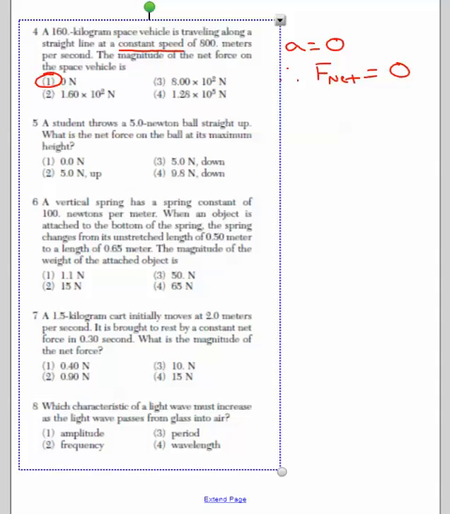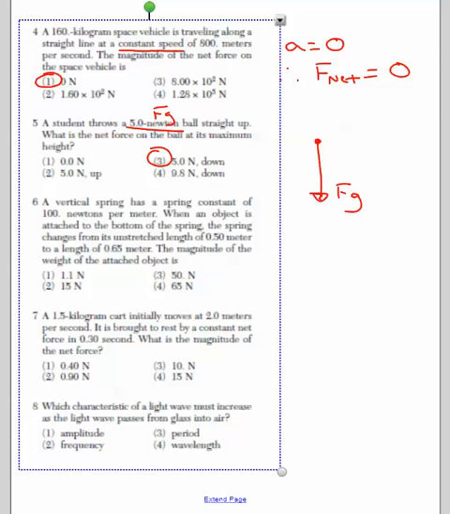A student throws a 5 Newton ball, so that 5 Newton ball is the force of gravity. If I draw a force diagram at the top, or really anywhere along its path, we have a force of gravity that's 5 newtons going in the downward direction. So choice 3.